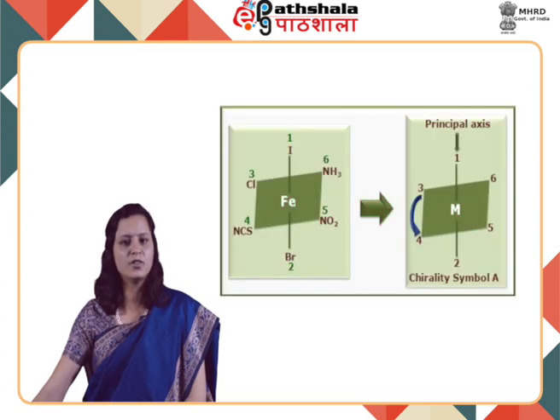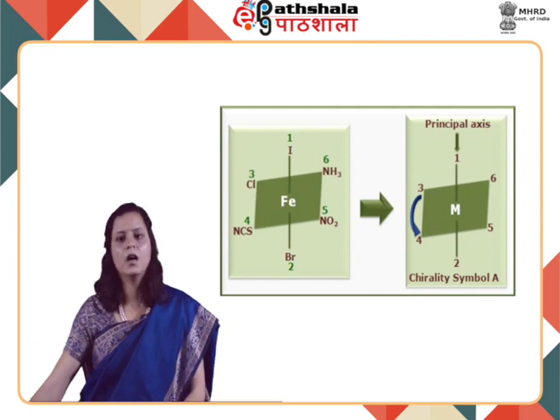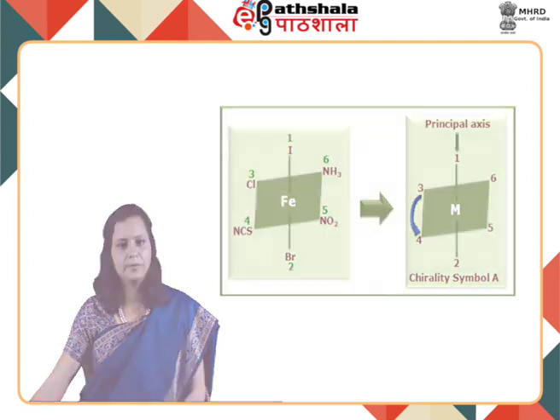Another isomer of the same complex is shown here. For this complex, the ligands iodide and bromide, and chloride and nitro, were found to be trans to each other. The reference axis for this complex will be the axis containing iodide and bromide ligands. According to the rules, rotation is anti-clockwise, thus the structure is assigned the symbol A.